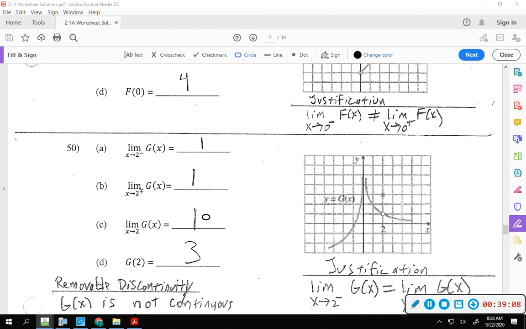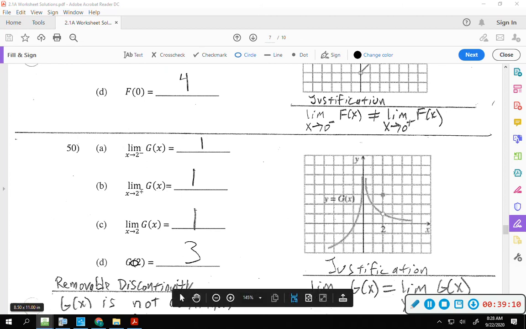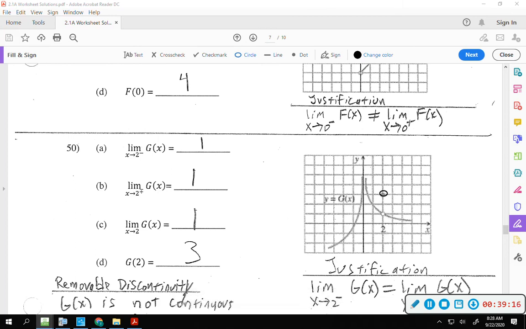Even though the value of the function at 2 is 3, this point has been removed and placed right here. It's still a removable discontinuity. As we approach from the left and the right, we're approaching this y value of 1. Removable discontinuities, also known as a hole, have a limit, even though it's not continuous there.